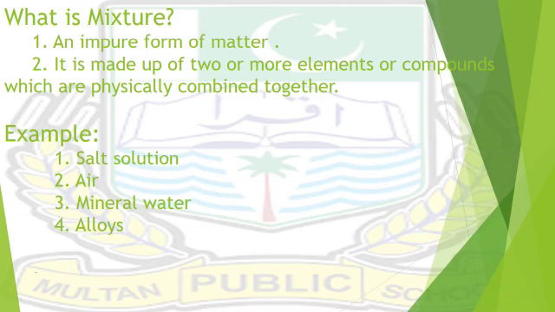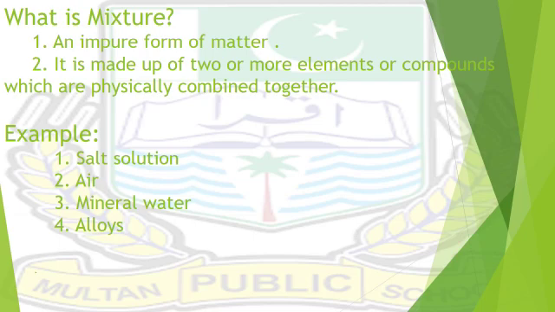Students, in the formation of a mixture, chemical reactions are not involved. So, we can say that the components in a mixture combine physically, not chemically. The components of a mixture may be in the form of solids, liquids, or gases, and the ratio of components is not fixed in the formation of a mixture.